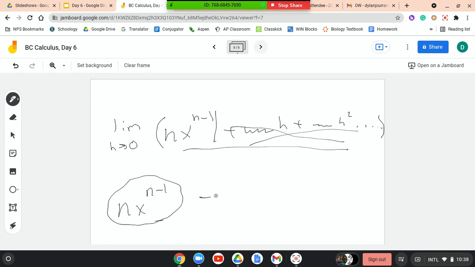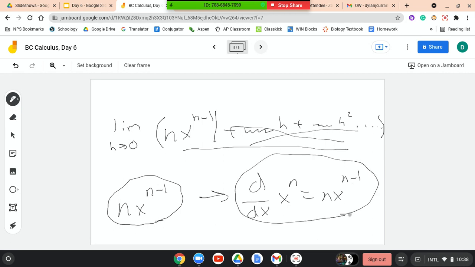So we answer our limit, and this tells us that the derivative of x^n is equal to n x^(n-1). Isn't that cool? I think it's cool. I think that's very cool. Awesome. So does that make sense? Yes, sir. Cool. Awesome.